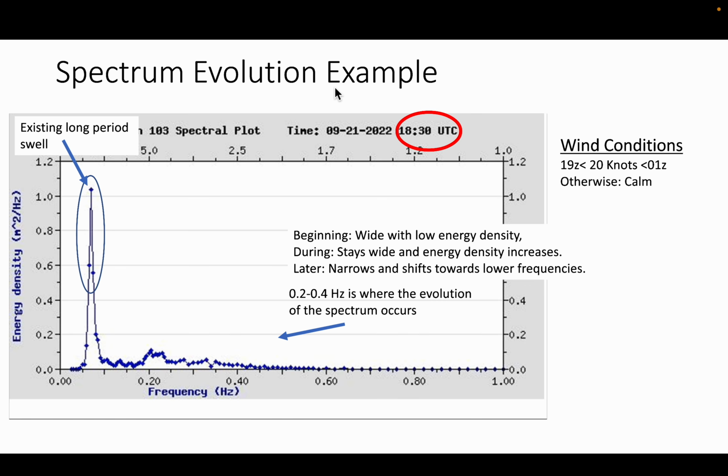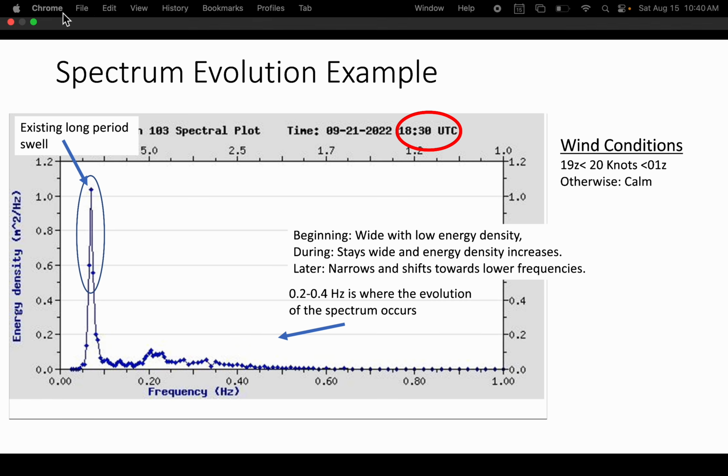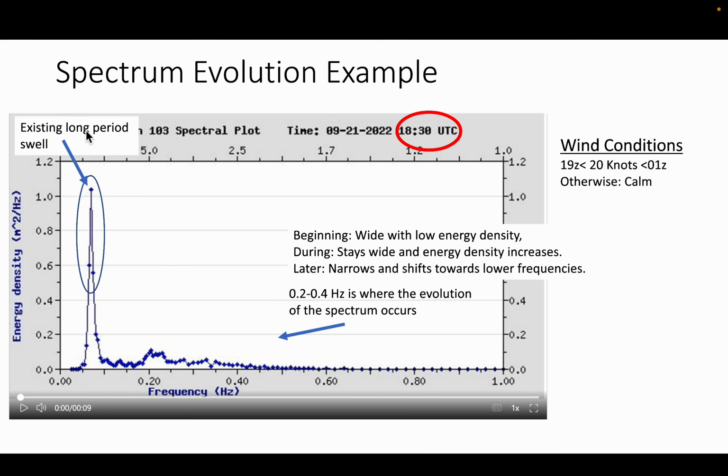Okay, so here's a spectrum evolution example. This is from a buoy off of Topanga near Santa Monica, Los Angeles. And the idea was I tried to find a buoy where there's a long period swell existing, and then some wind starts, and we'll see the evolution of the spectrum. So I will press play now.